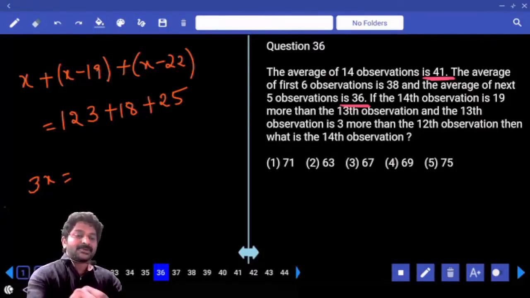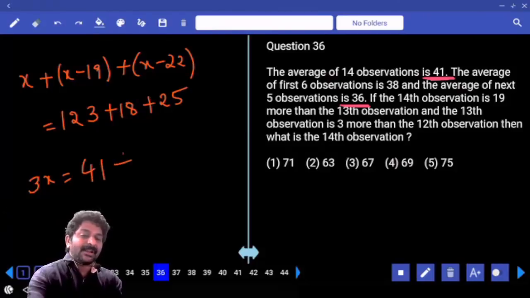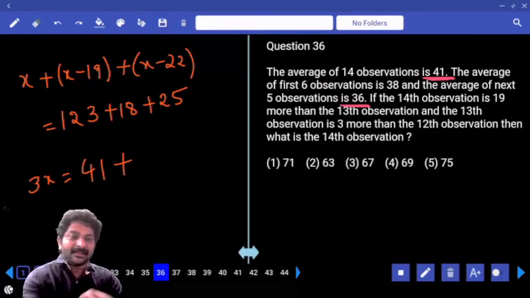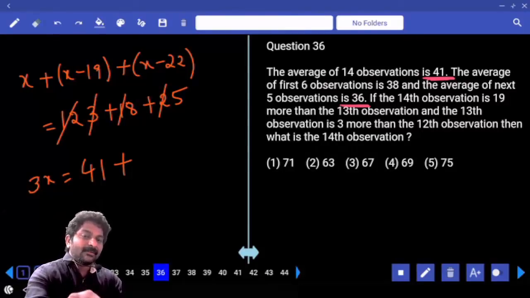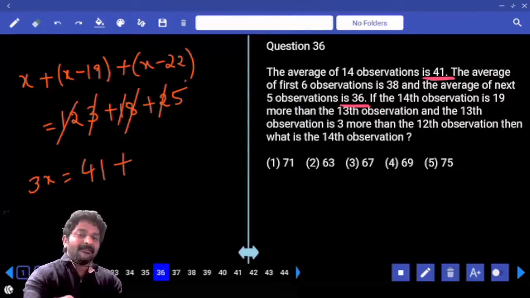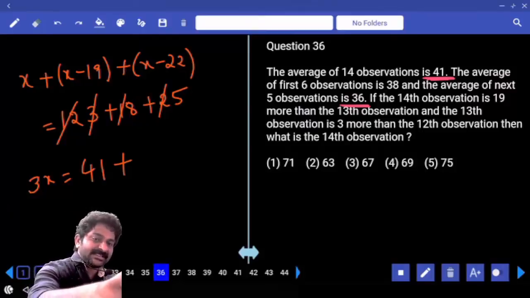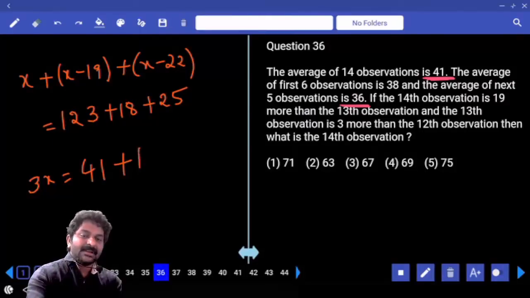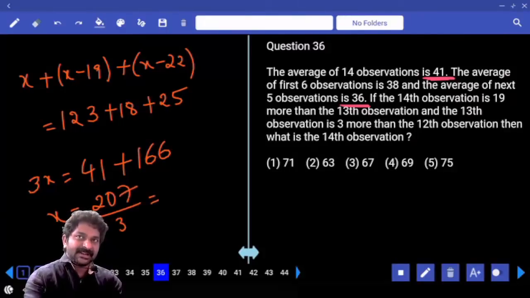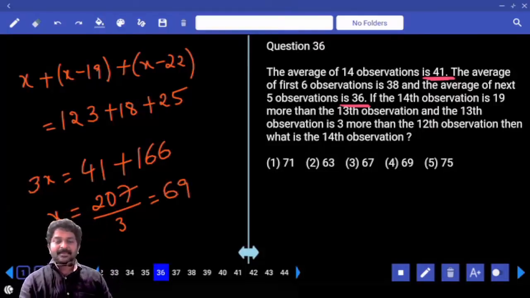Minus 41 goes to the other side, becomes plus 41, and then already we have numbers over there, correct? 120, 130, 150, 153, 161, 166. So the value is 207 and x is equal to that divided by 3. How much is that? 69. Or else you can even go with last digit verification.